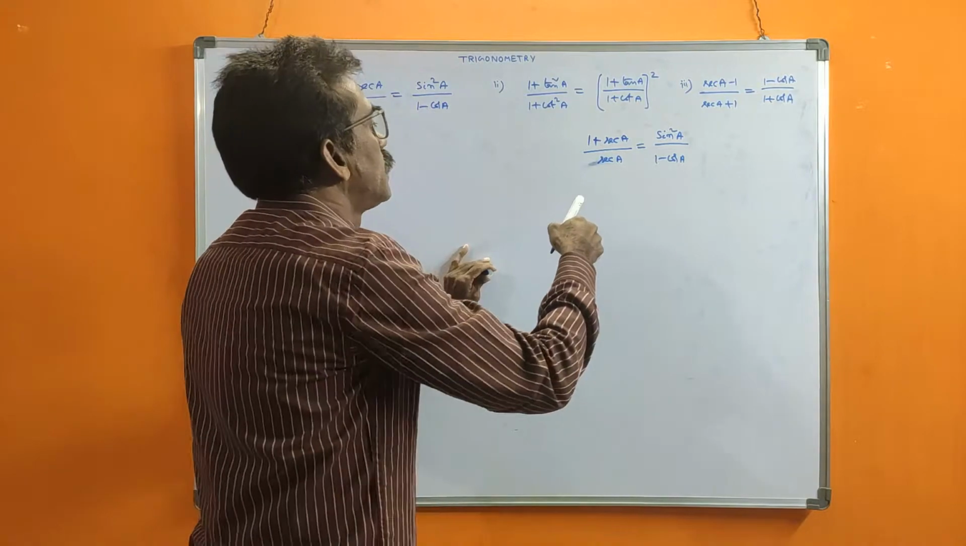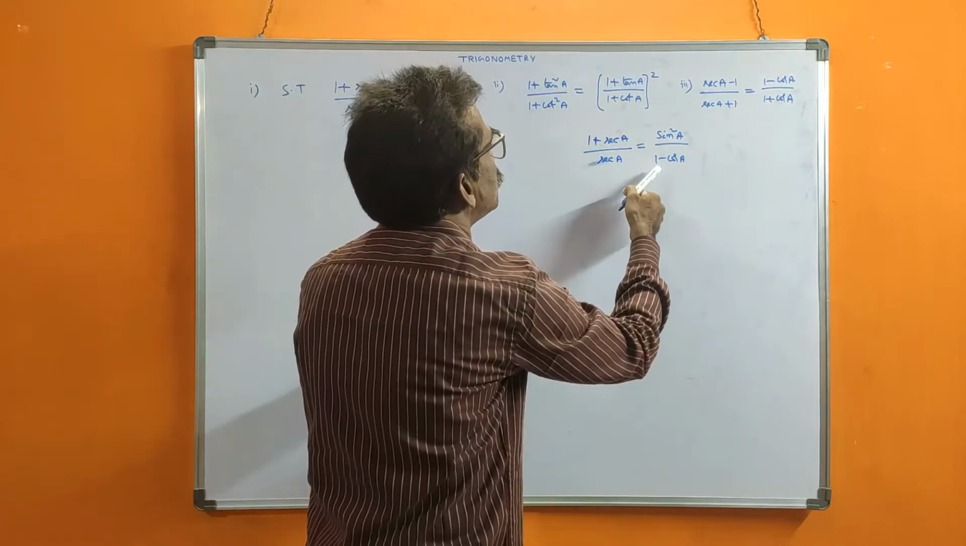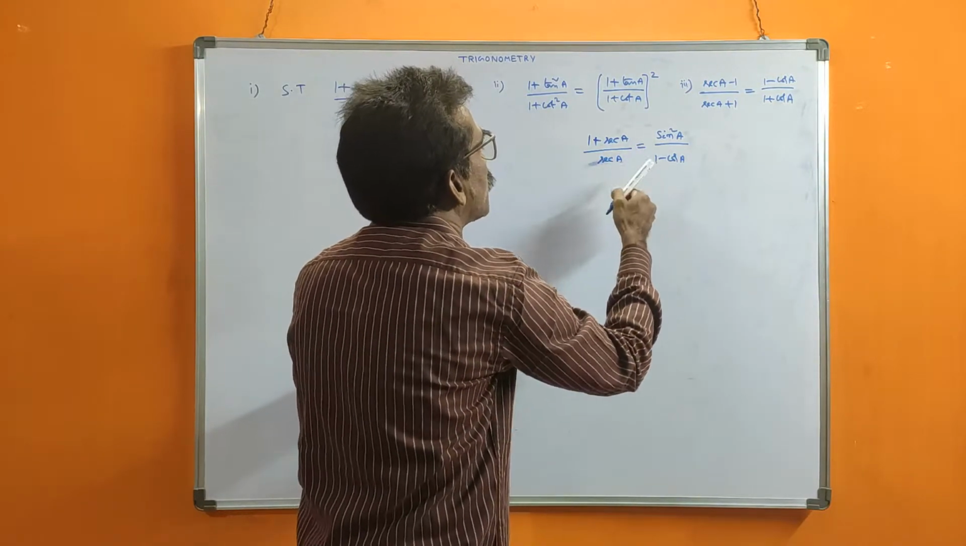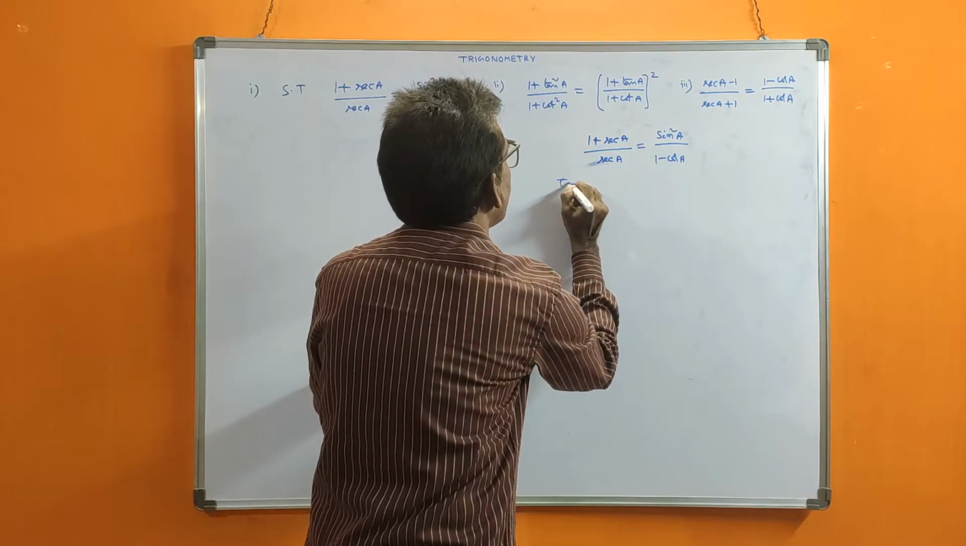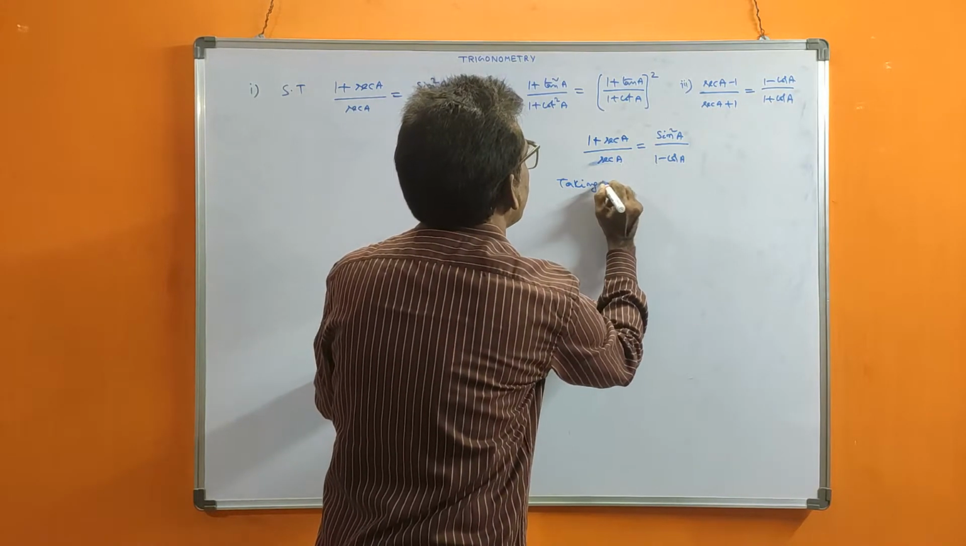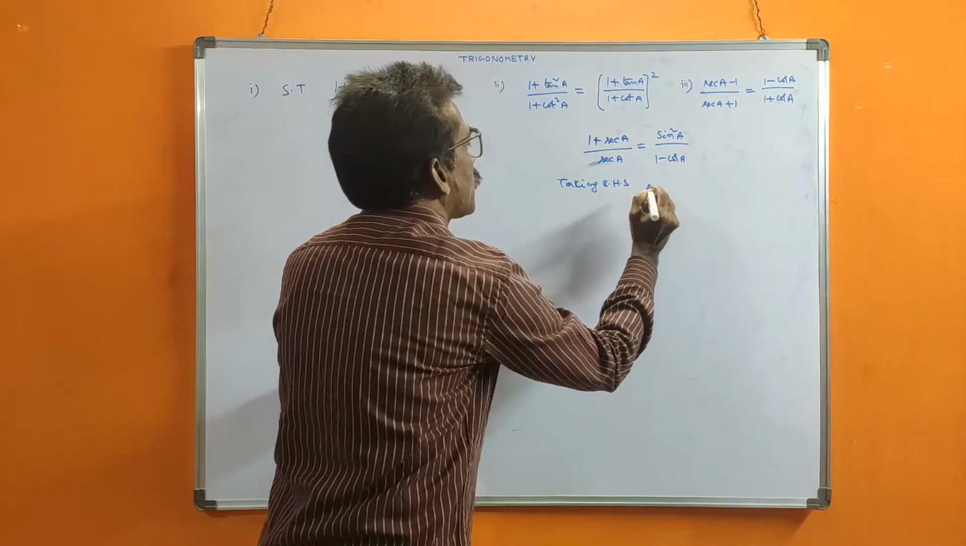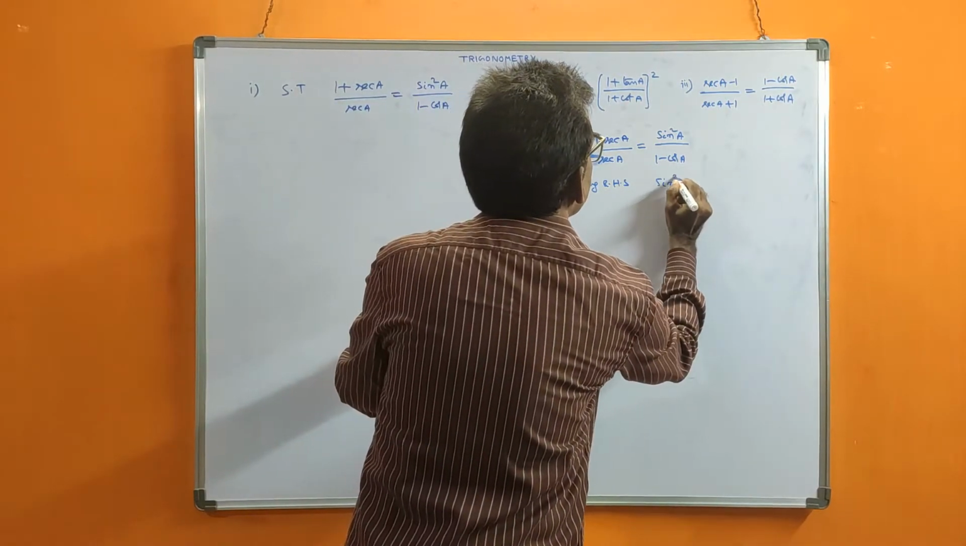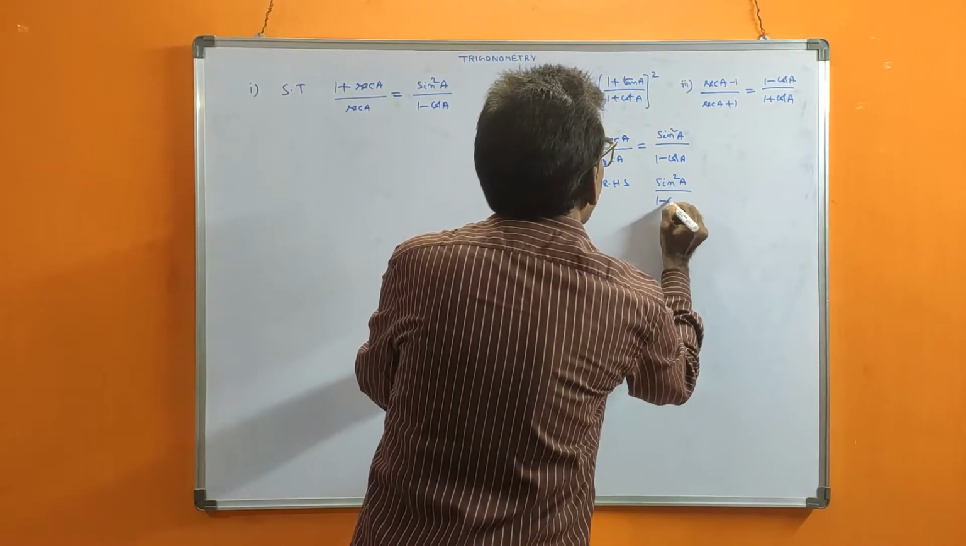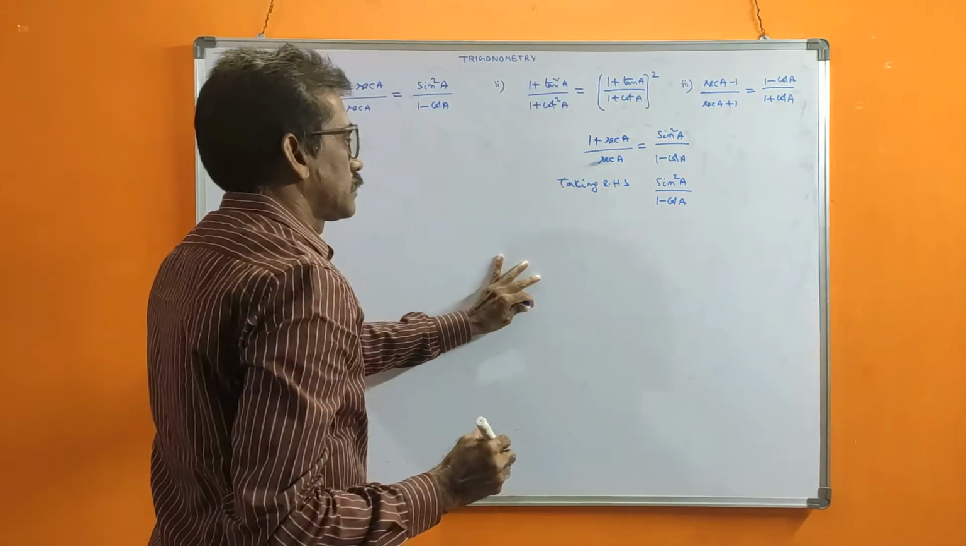Now, in this, it is better to take RHS, that is easy, because it is in terms of sin and cos. So, that's why taking RHS. What is RHS? Sin square a by 1 minus cos a is the RHS.